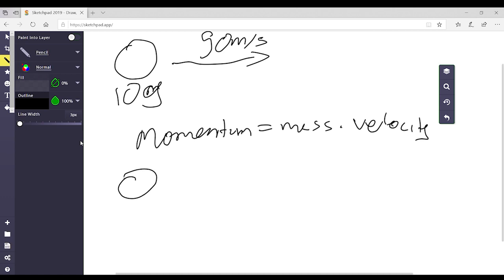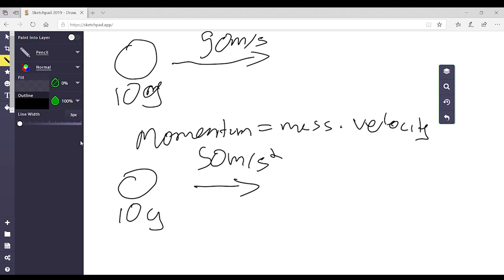If we need to go back, this is 10 grams, 50 meters per second squared. This would have a force of 500, and I'm not going to use units right now, but it would basically have a force of 500. I'm not sure about these units, so you shouldn't always use grams and meters per second squared to calculate force. There might be other units, but anyways.